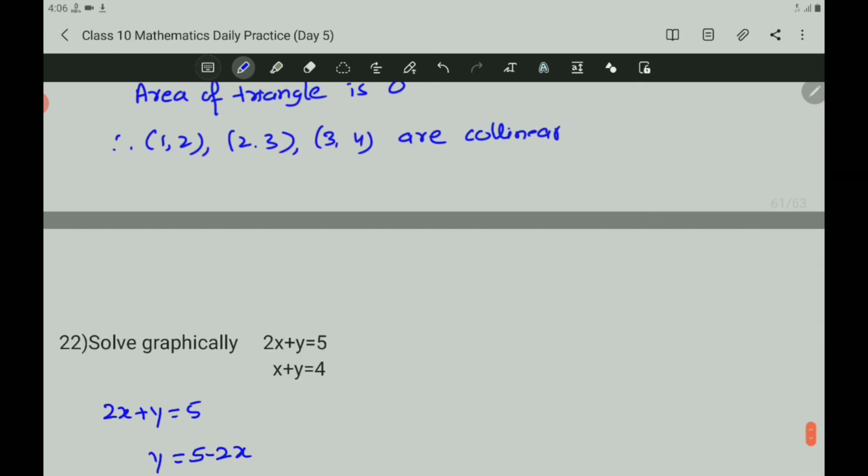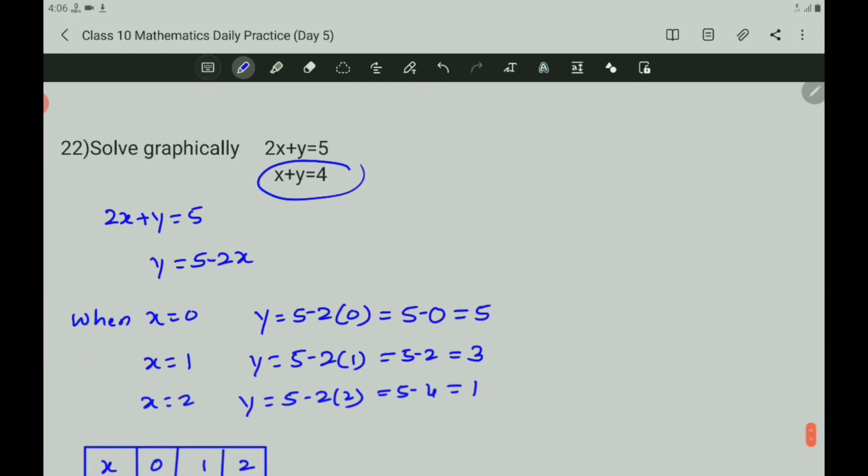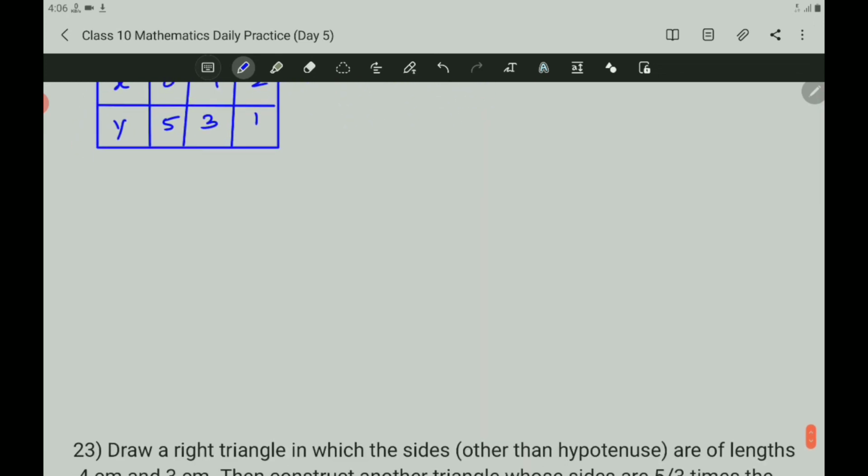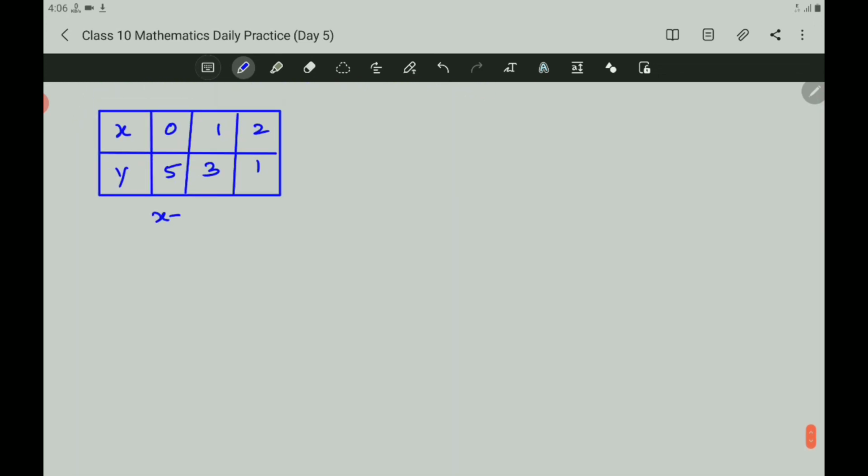Now you take the second equation, x plus y equals 4. Again you convert this into y equals, you transfer this x to the RHS, that becomes 4 minus x. Here also you take some convenient values for x, and get the corresponding value for y. So let us take when x equals 0, y equals 4 minus 0.